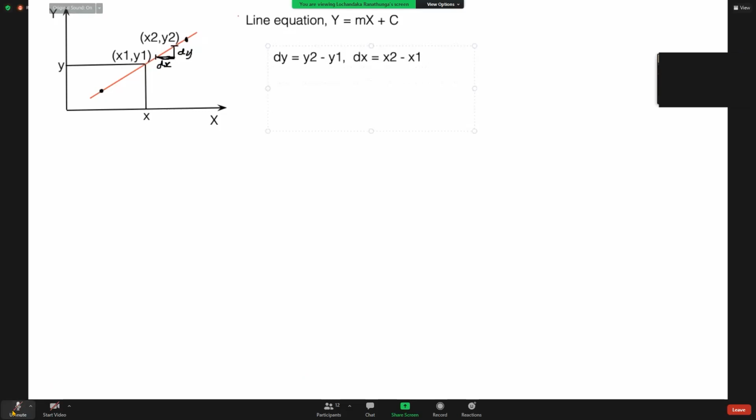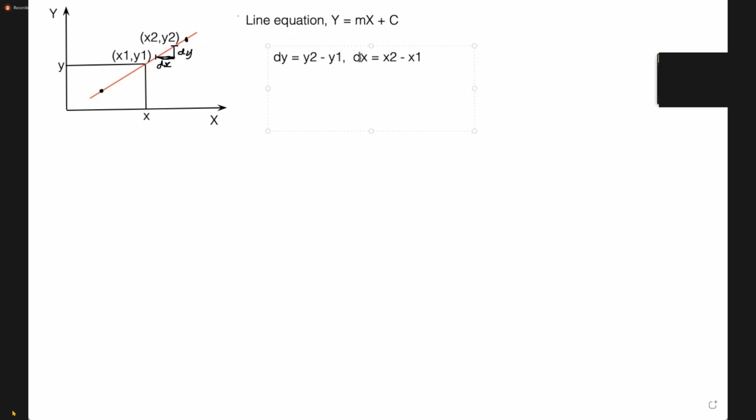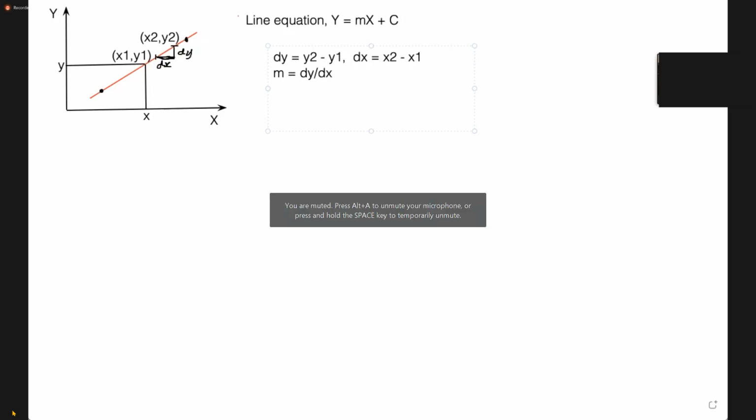Right. Now we know what are the 2 differences, and that is the slope. Now we can write m equals, that's the slope, equals dy divided by dx. That small difference in the y direction divided by the x direction. That is the slope.